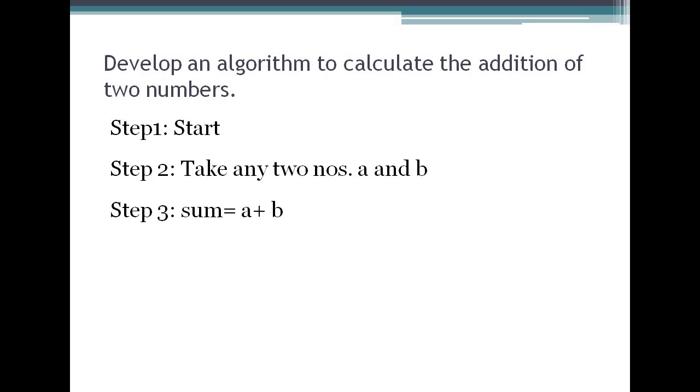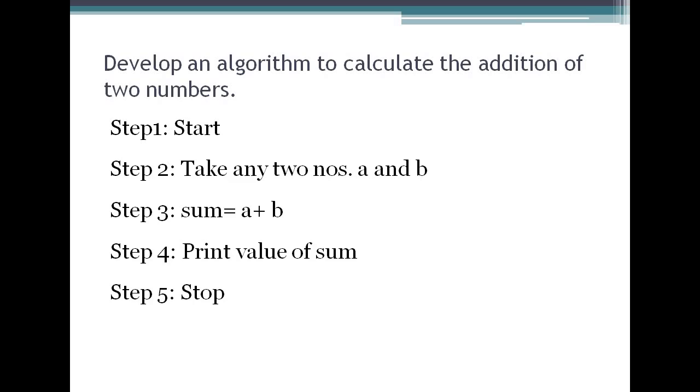Third step, we are going to do the addition of these 2 numbers a and b, and we are going to store it in the variable sum. So sum is equal to a plus b. Next step, we have to take the output. So step 4, print value of sum. The addition of 2 numbers a plus b will be stored in the variable sum. With this statement you will be able to display the value of sum. This last step is stop.